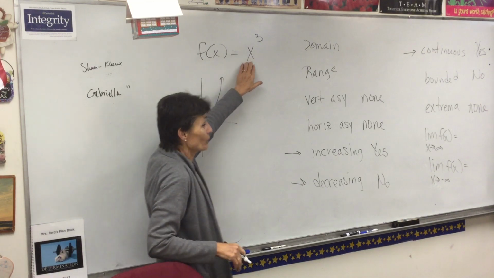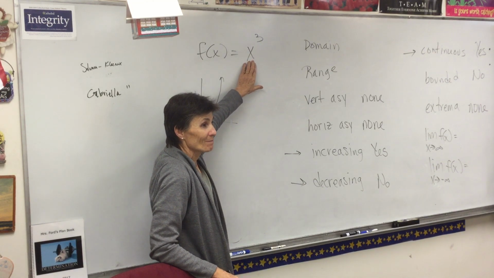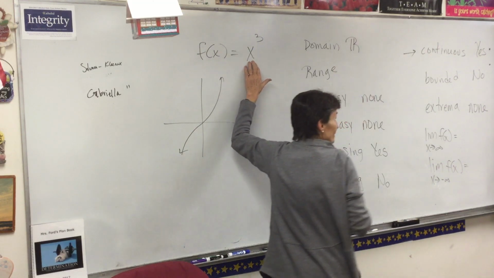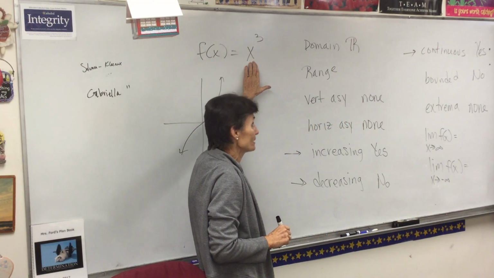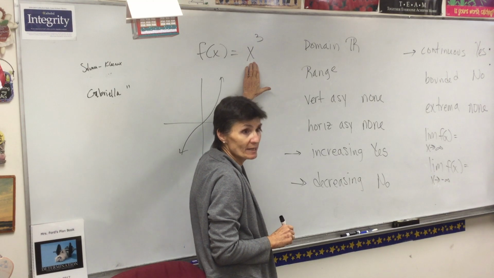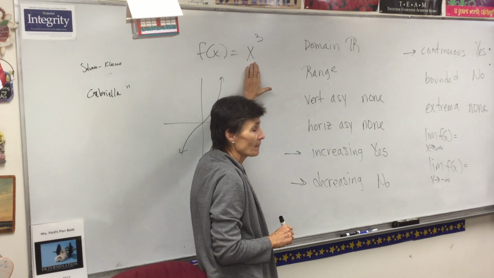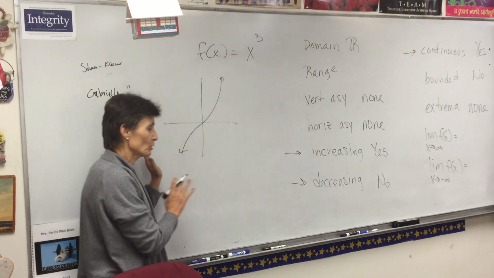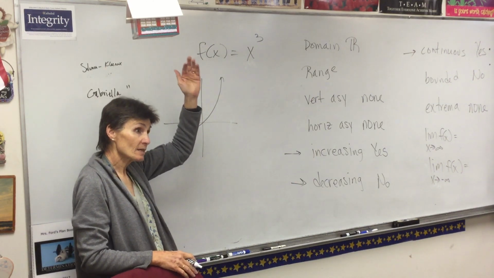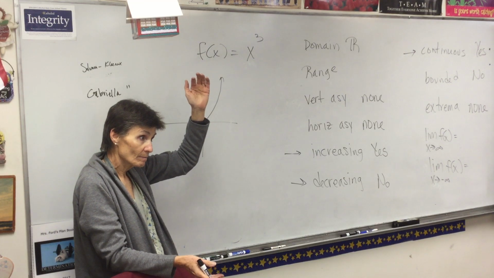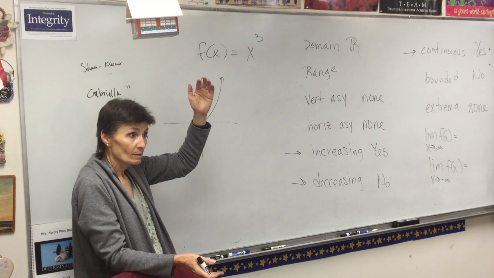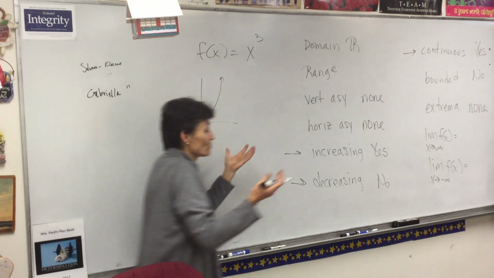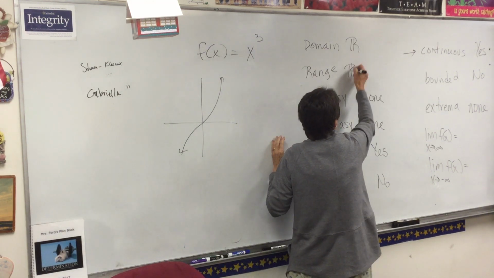Now, for domain, look at your equation. All reals. Why? Because it doesn't have a radical and it doesn't have a fraction. So its domain is all real numbers. Range. Range is a little trickier, but look at your picture. How high does it go? How low does it go? It goes forever in both directions and there's no breaks in it, right? So its range is also all real numbers.